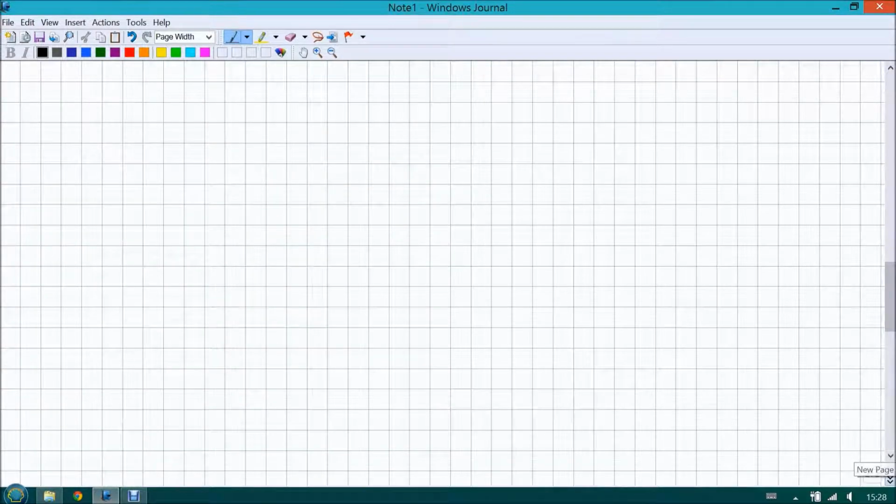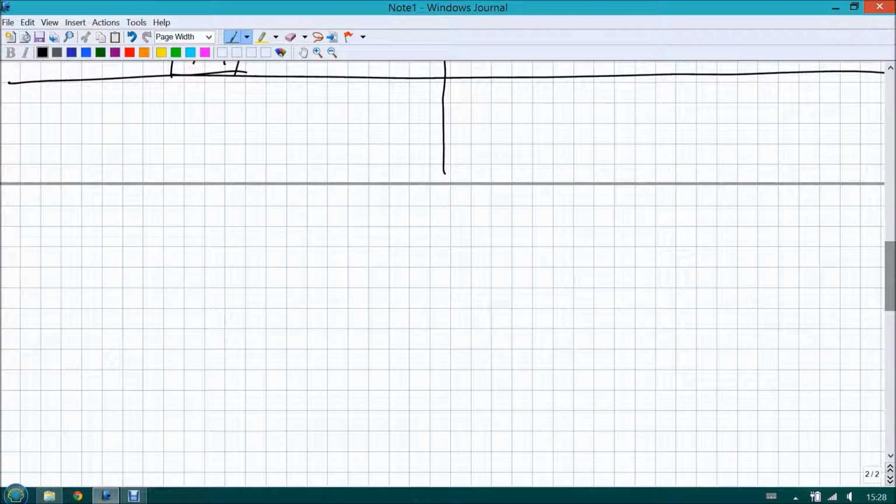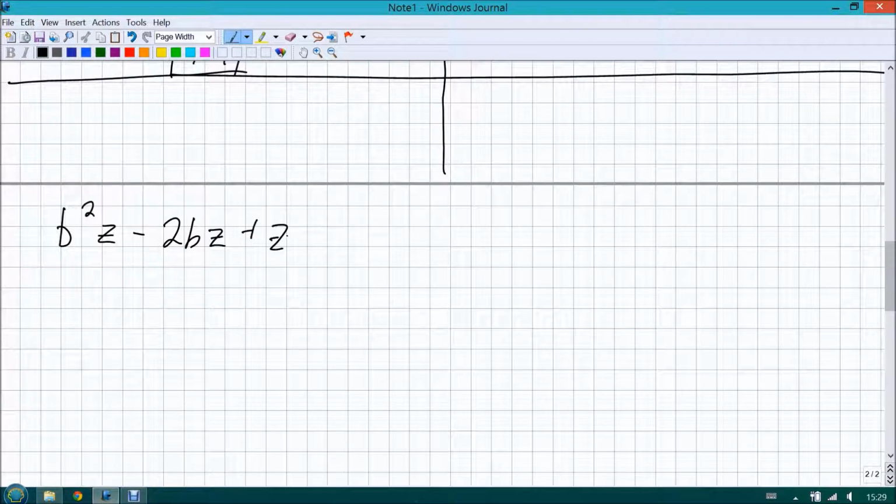Okay, let's take a look at another one and see what happens with it. Let's say that we have b squared z minus 2bz plus z squared. And we are told to evaluate it for b is equal to 6 and z is equal to 2. So we're given that b is equal to 6 and then z is equal to 2.